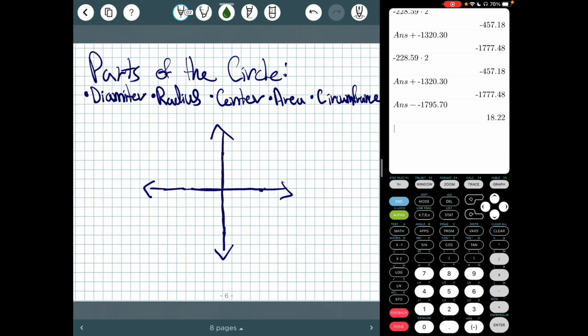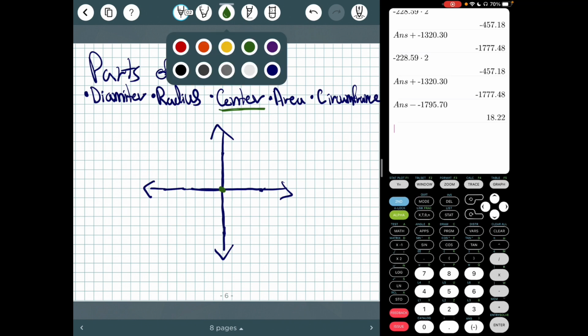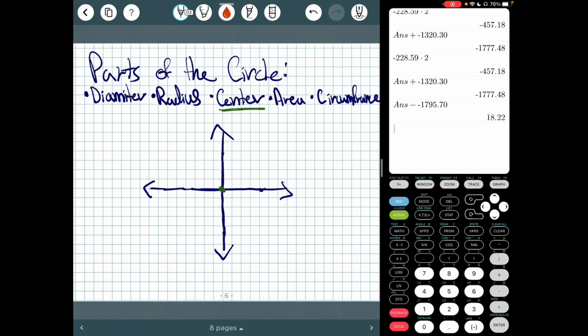Okay, so now for the parts of the circle. So let's just say we have a center here at 0, 0. So that is the center. And from here, the radius is, say it's 3, that's this length right here. So the radius is 3 on each side. So the radius is from the center to one of the points on the actual circle. So that is the radius.